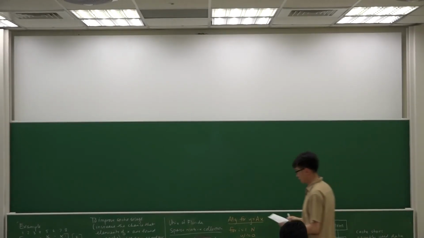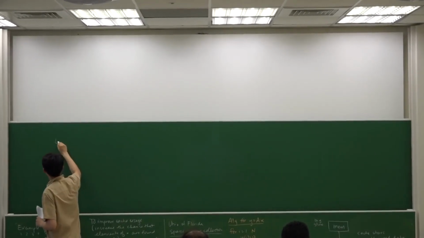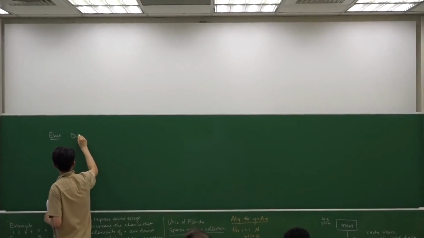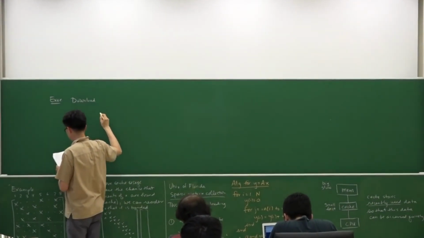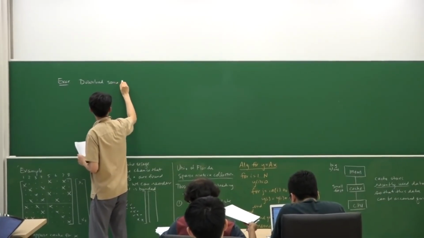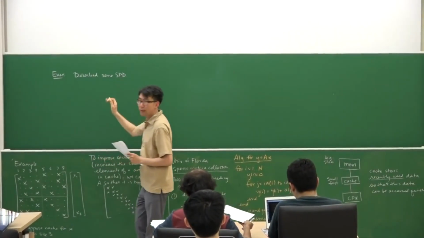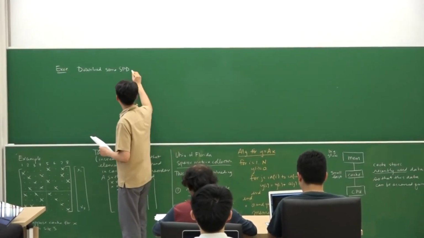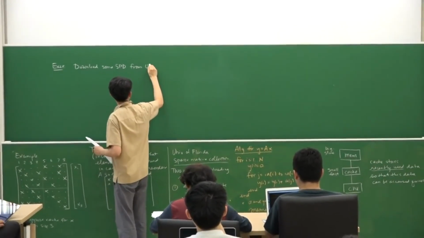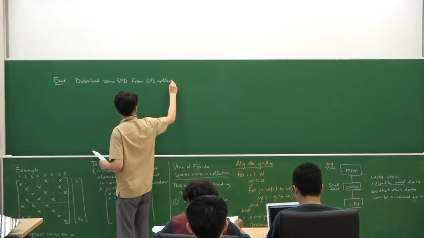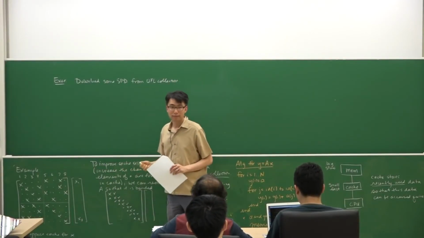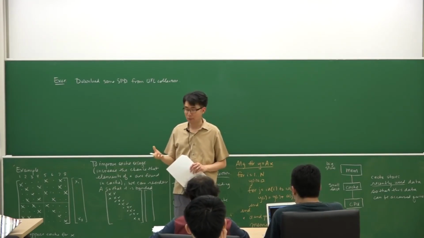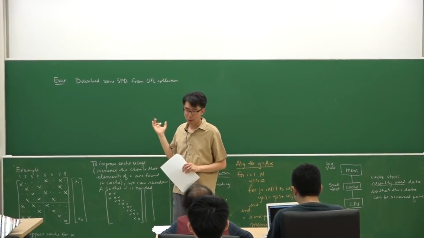So here's an exercise. Download some SPD matrices, so symmetric positive definite matrices. Okay, so there's a way of choosing them from the website, from the University of Florida collection. And you can either download directly or use ufget. If you use ufget, you have to install ufget yourself. You can just download ufget from the same web page. Okay?